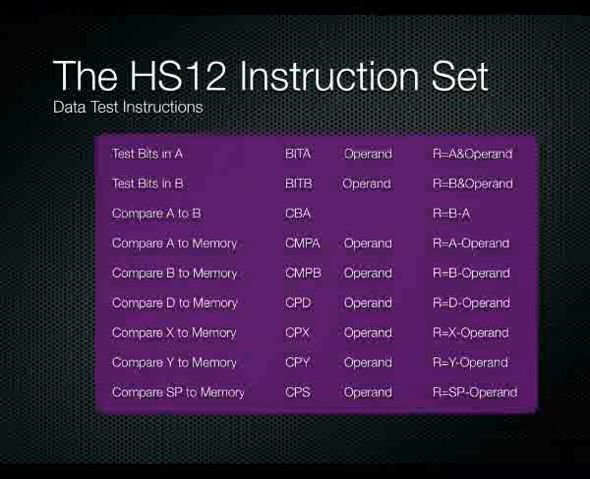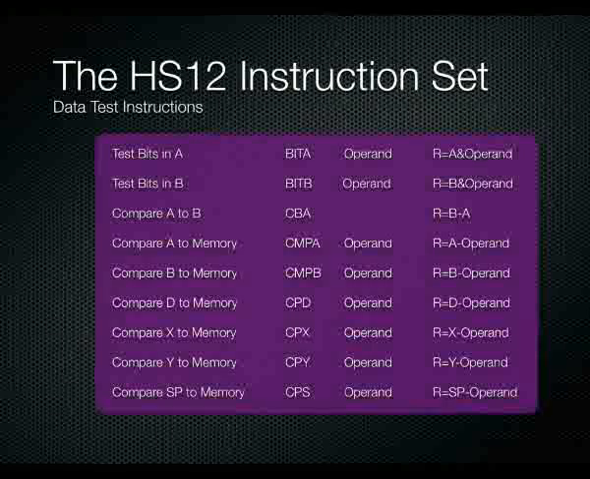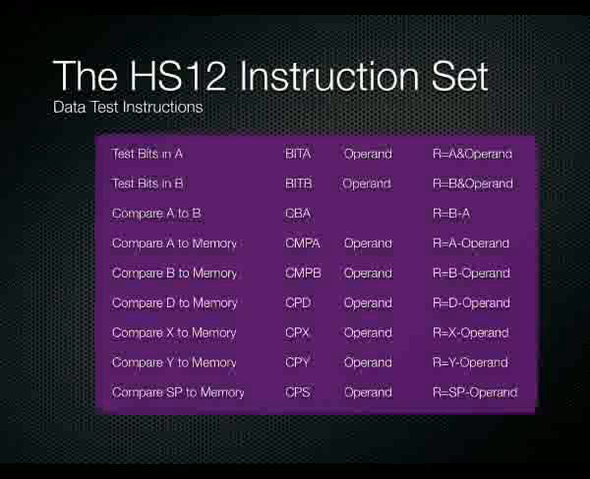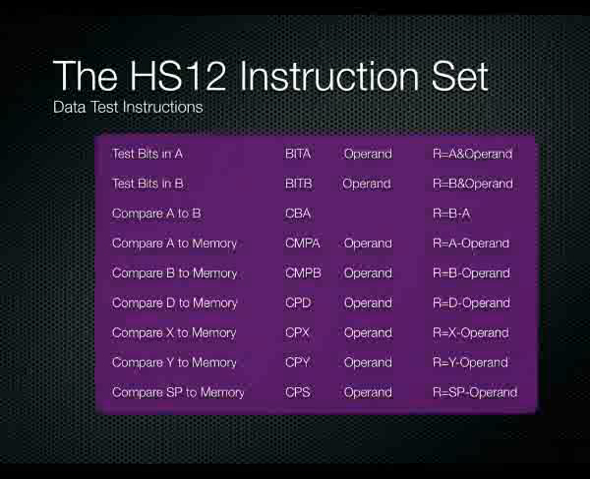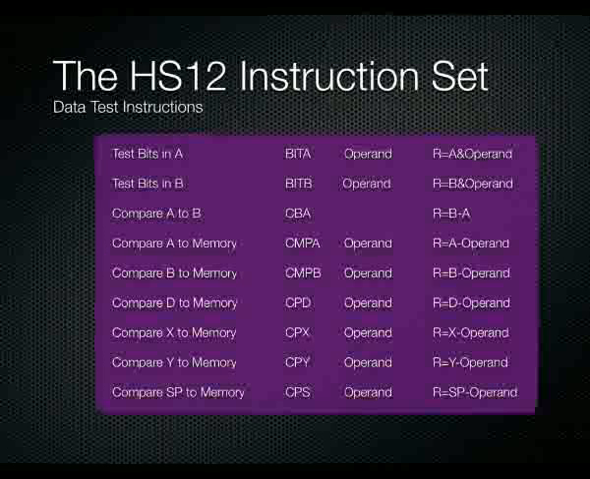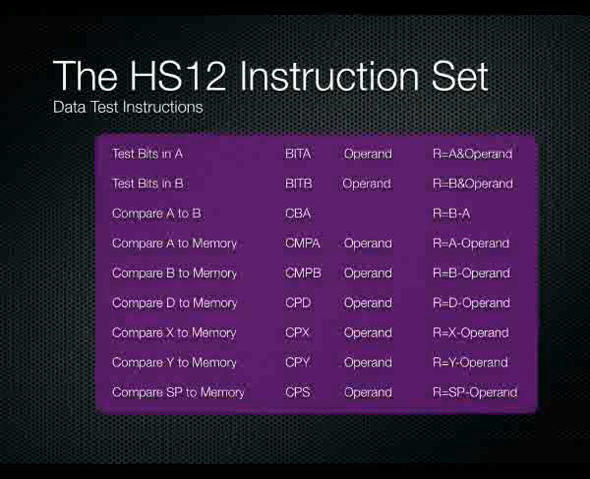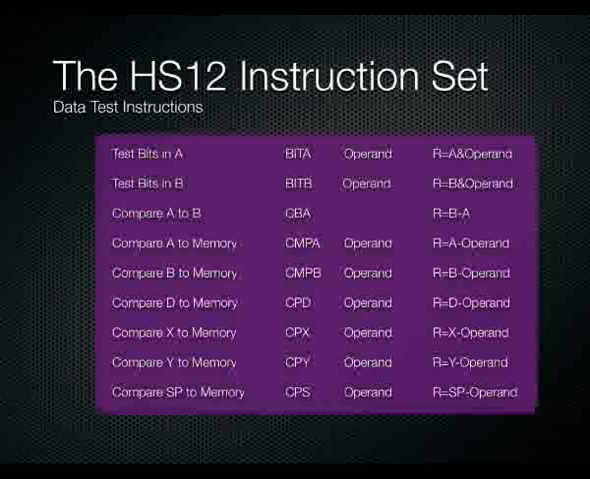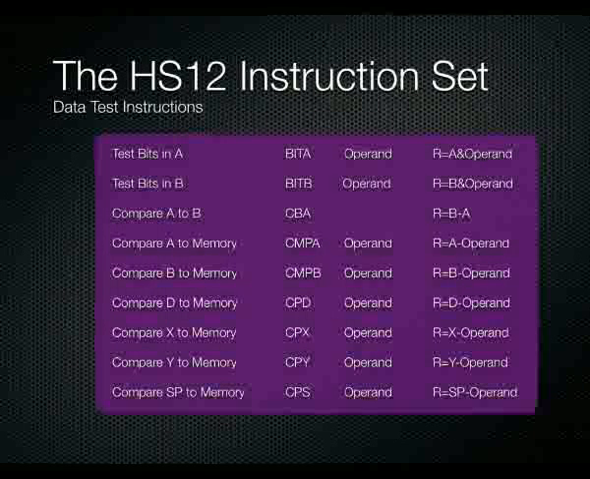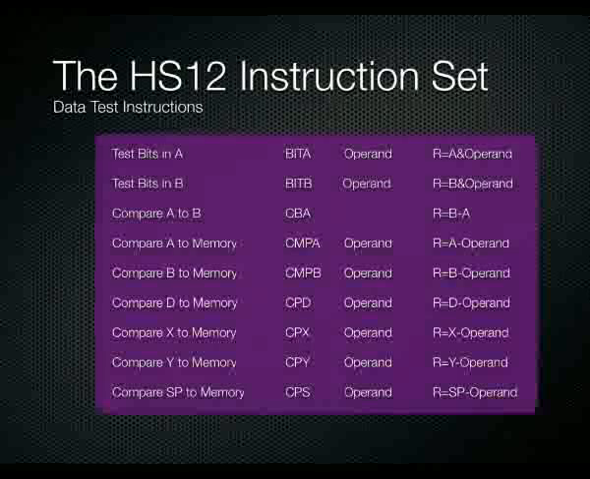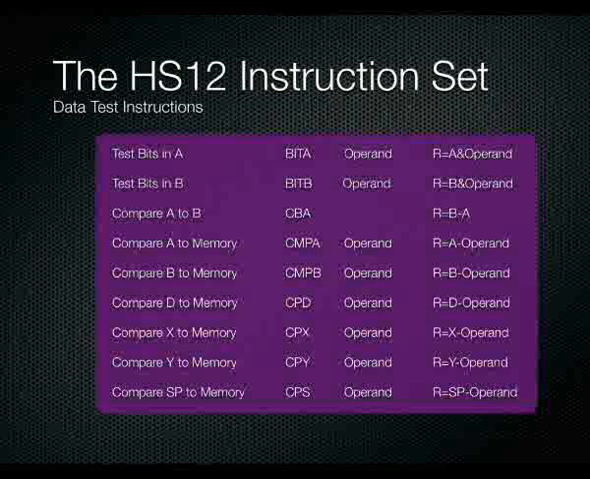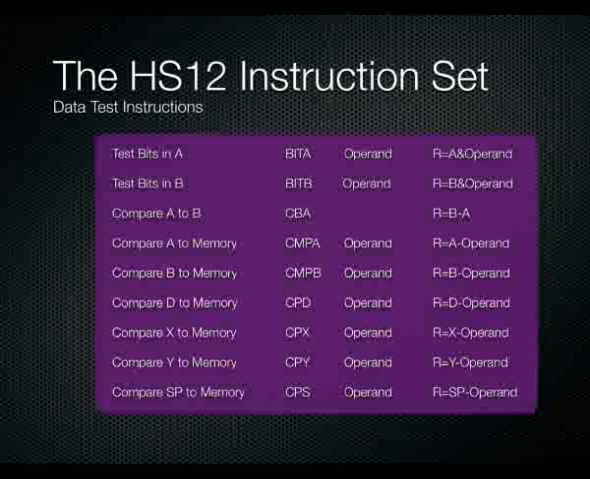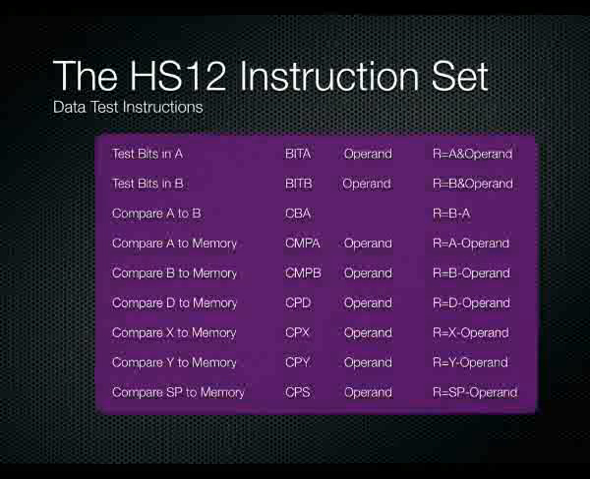We can compare X to memory, compare Y to memory, and we can compare the stack pointer to memory. One thing you've got to be very aware of with these comparison commands is that they basically do a subtraction. Whatever operand you give, it will subtract that from the value in the register that you're comparing with, and it will set the condition code register depending on whether the resulting value is plus, minus, or 0. It does that subtraction in a temporary secondary register, so it doesn't actually affect the contents of the register that you're comparing against.